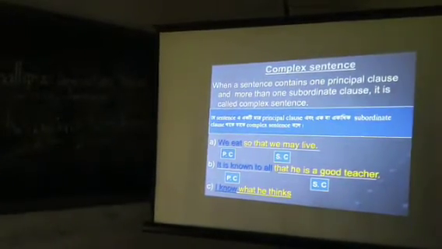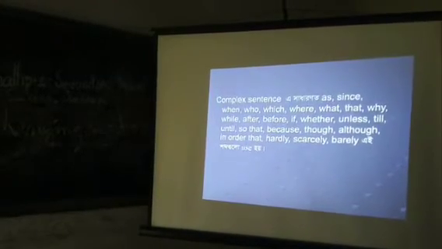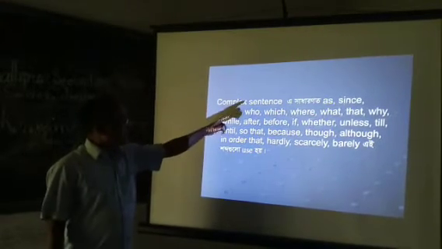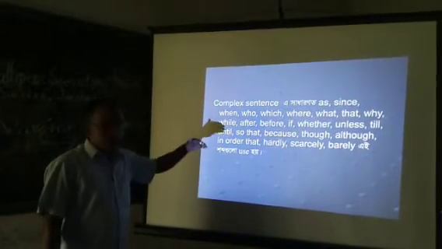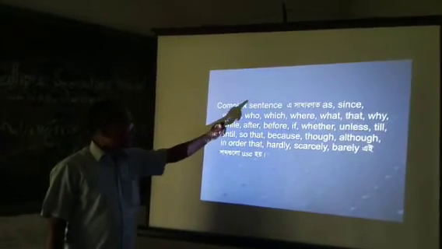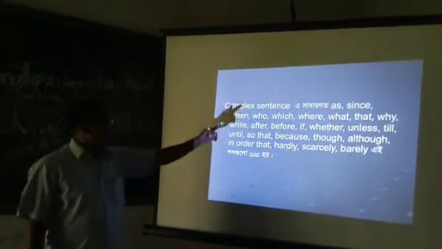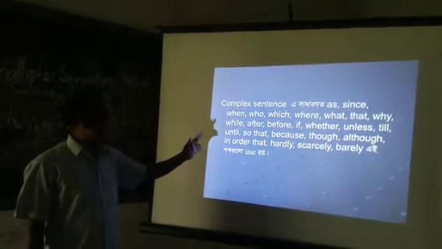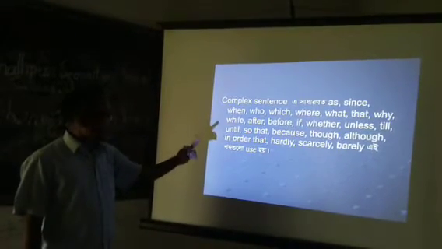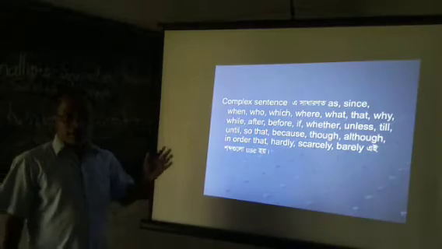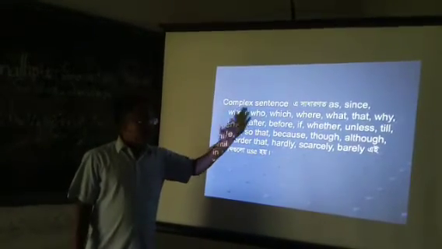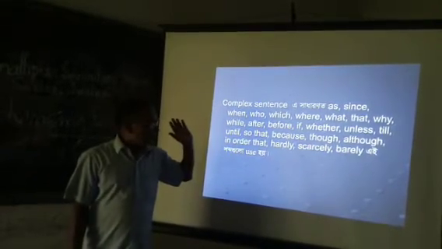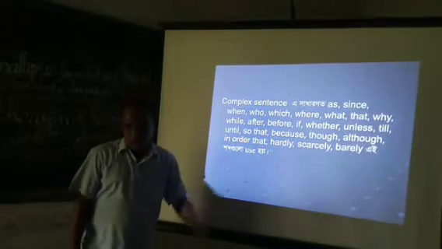Now we see the compound sentence. So here are some conjunctions. If we find in a sentence conjunctions like as, since, when, who, which, where, what, that, why, while, after, before, if, whether, unless, till, until, so that, because, though, although, in order that, hardly, scarcely, and barely, we decide that it is a complex sentence.